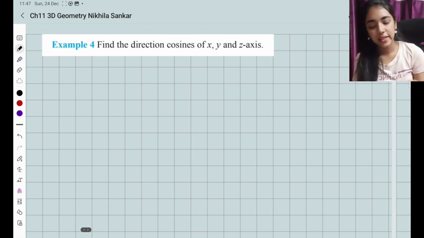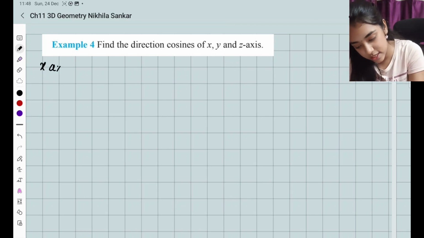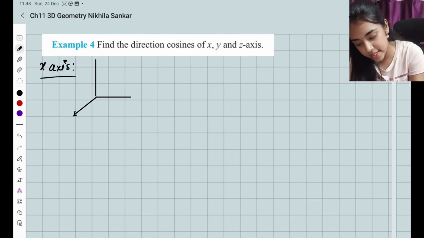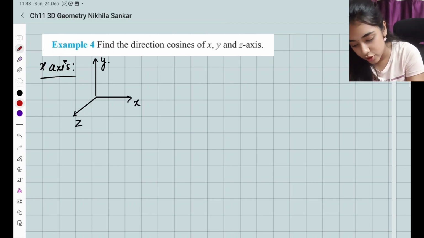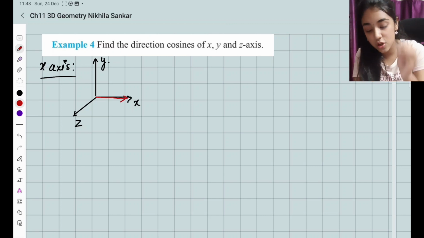Example 4. Find the direction cosines of x, y and z axis. So, இது என்ன பண்ண போறோம்? So, first with respect to x axis. இப்போ for example, this is your coordinate axis. You have x, y and z. So, this is z, x and this is y. Now, we are talking about a line which is on the x axis. அதுதான் meaning. We are talking about a vector which is on the x axis.